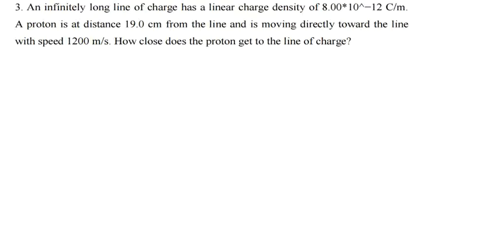So let's talk about question 3, which is about an infinite long line of charge. The question says an infinite long line of charge has a linear charge density of 8.00 times 10 to the power negative 12 Coulomb per meter. A proton is at a distance of 19 centimeters from the line and is moving directly toward the line with a speed of 1200 meters per second. How close does the proton get to the line of charge? Okay, so now this topic is very interesting.